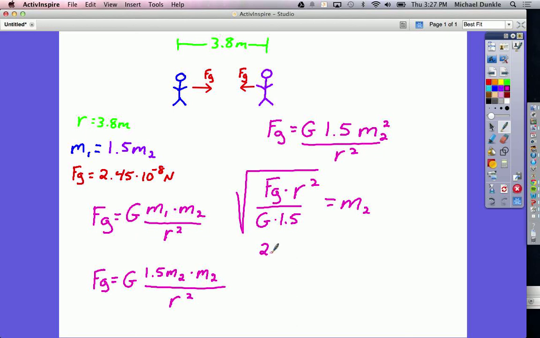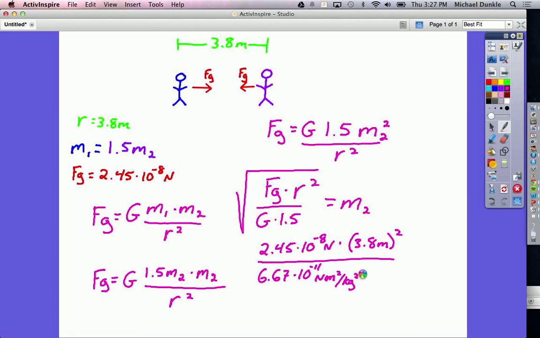So the force of gravity is 2.45 times 10 to the negative 8th. The distance is 3.8 meters. G is always 6.67 times 10 to the negative 11th. If you forget where that comes from, it was in your notes. That is a constant of nature. Everywhere it is always 6.67 times 10 to the negative 11th every time you see it. And we have our 1.5 that was left over from the masses.